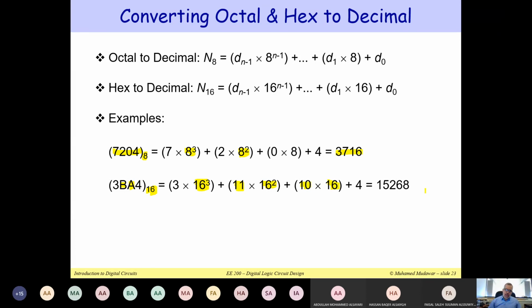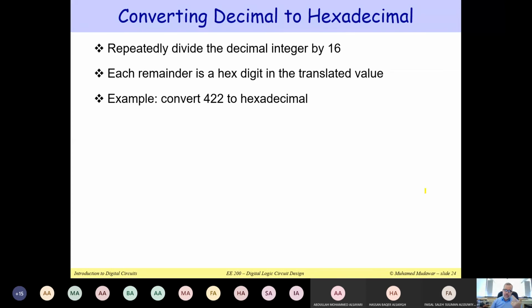How about if I would like to do the opposite? I would like to convert a decimal number to octal or to hexadecimal. How do I do this? How do I convert a decimal to an octal? Divide by 8 or 16. Exactly, you divide. Yes, you repeatedly divide the decimal integer by 16.